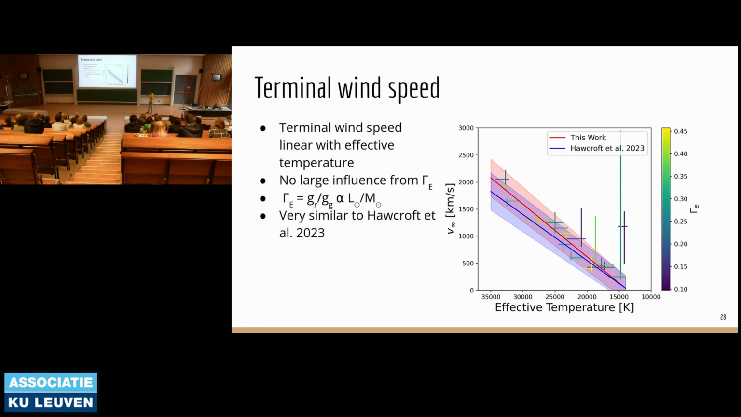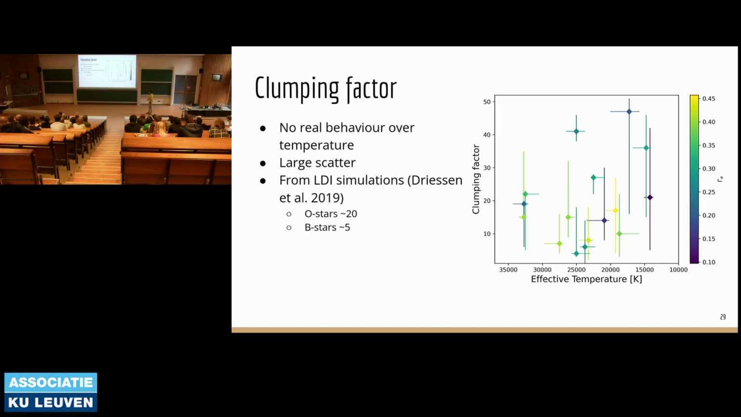This color bar is going to come back a lot, by the way. Color bars are now going to be usually gamma E instead, if I state otherwise. Again, here, the color bar is gamma E. What I'm showing here is the clumping factor, which I talked about before, over the effective temperature. And sadly, here there is no real trend to be found. It's a lot of scatter, it's big noise, not a lot to do here.